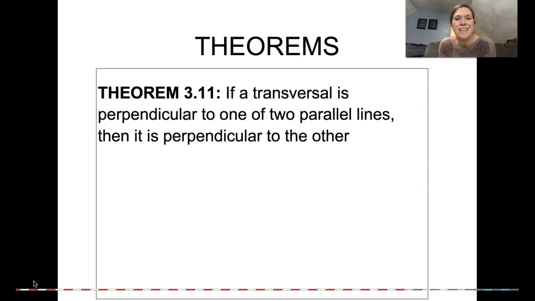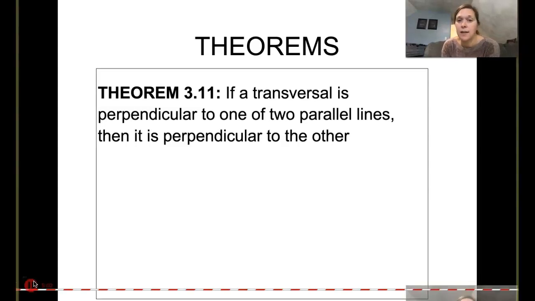Theorem 3.11, and I think this is where I started deleting some, so you might have some empty blocks as we move forward. Theorem 3.11 says, if a transversal, now remember transversal is a line that intersects multiple lines, is perpendicular to one of 2 parallel lines, then it is perpendicular to the other.